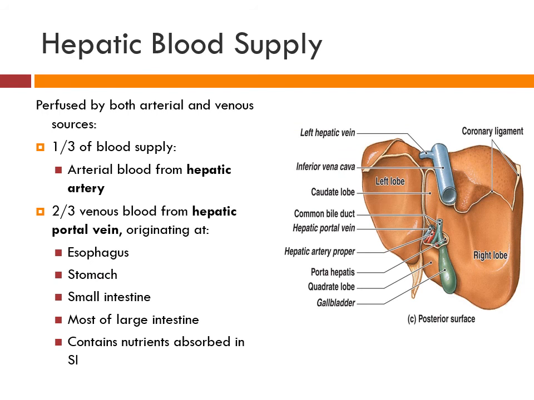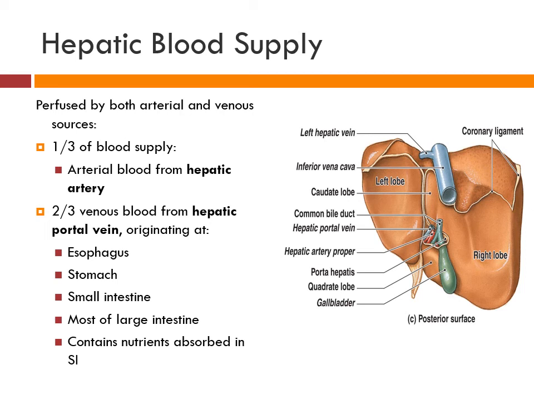Blood supply of the liver. The liver has dual blood supply, much like the lungs did. So 1/3 of the blood supply is arterial blood from the hepatic artery. So that's oxygenated blood coming into the liver to supply the actual tissues of the liver. And then 2/3 of the blood is venous blood coming from the hepatic portal vein.